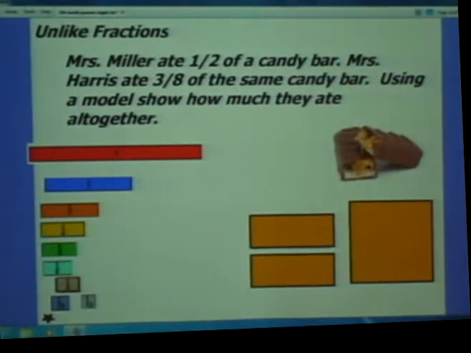So here is an example with unlike denominators. Miss Miller ate half of a candy bar. And if you're in my class, your child's in my class, that does not come as a surprise. Miss Harris ate 3/8 of the same candy bar. Using a model, show how much they ate altogether.